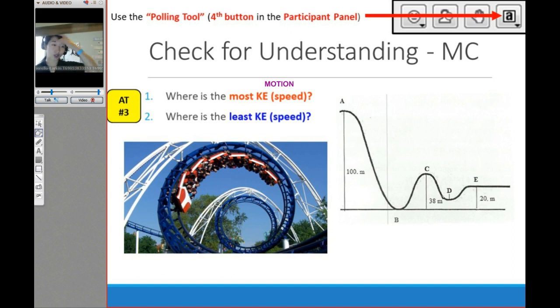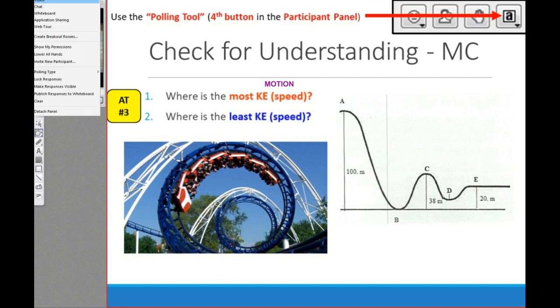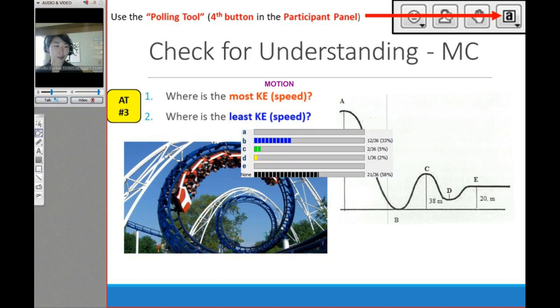It's the green check. The green check is now polling tools. Awesome, awesome. I'm getting so many answers. Love it. Get your answers up there. Work together. You are working with other classmates. Looking good, looking good. All right, let me go ahead and publish these up on the board.